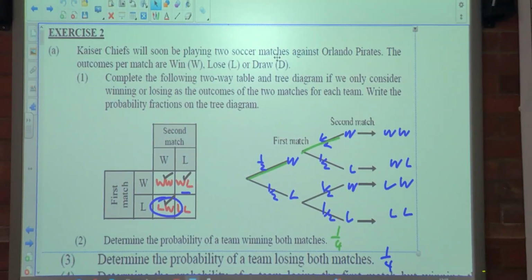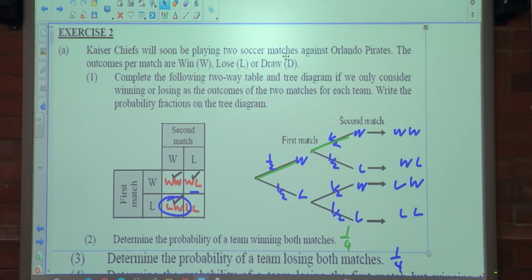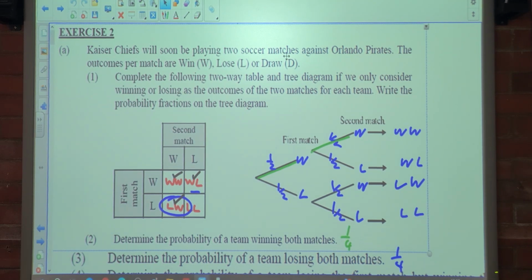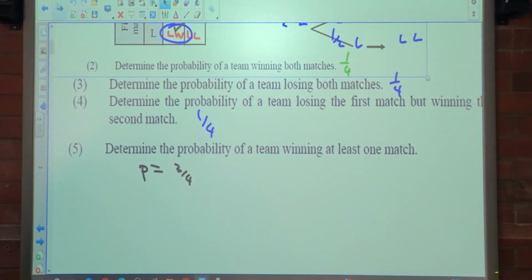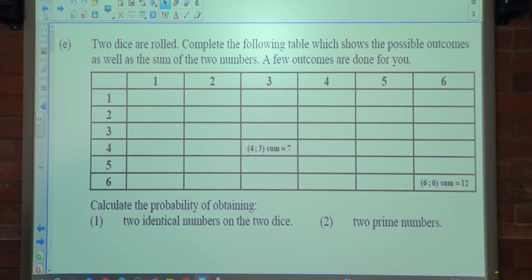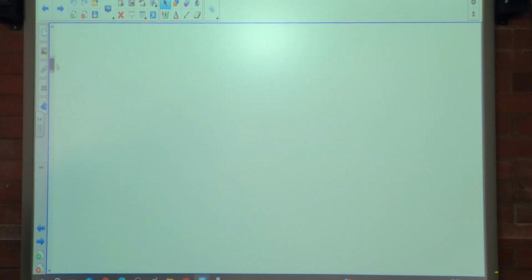Good afternoon, class. So today we're looking at exercise 3 and some challenges. So we're wrapping up the grade 9 probability.